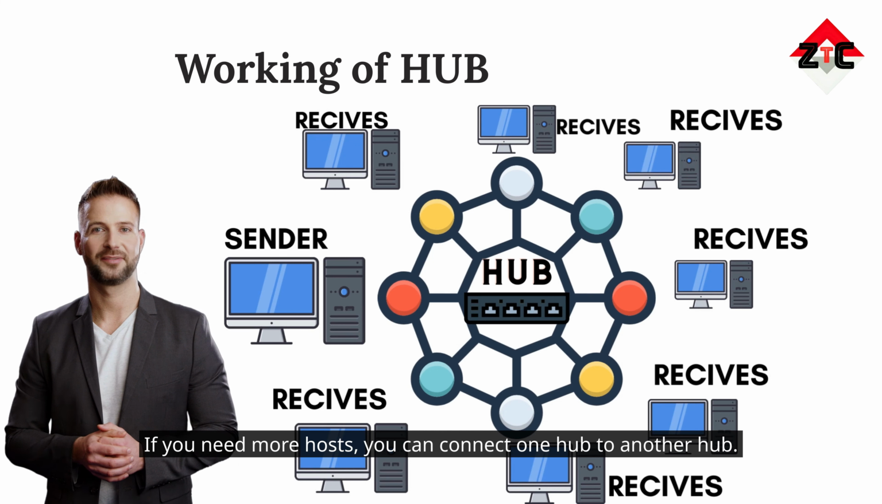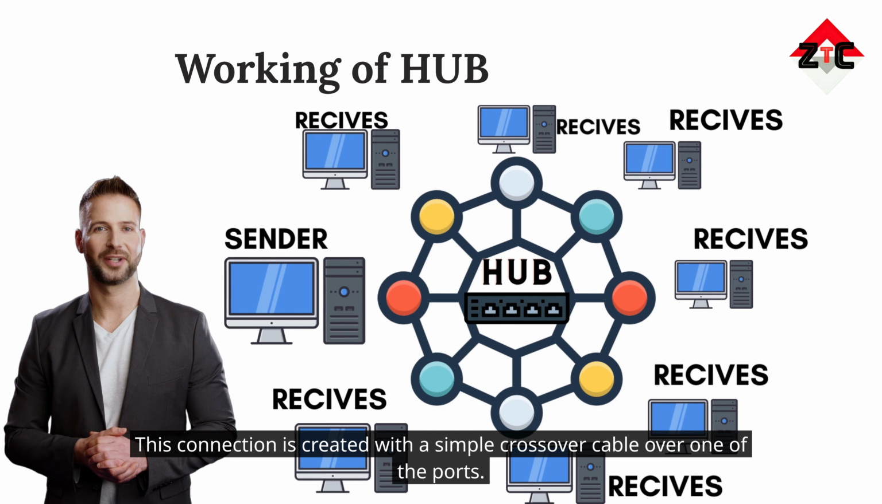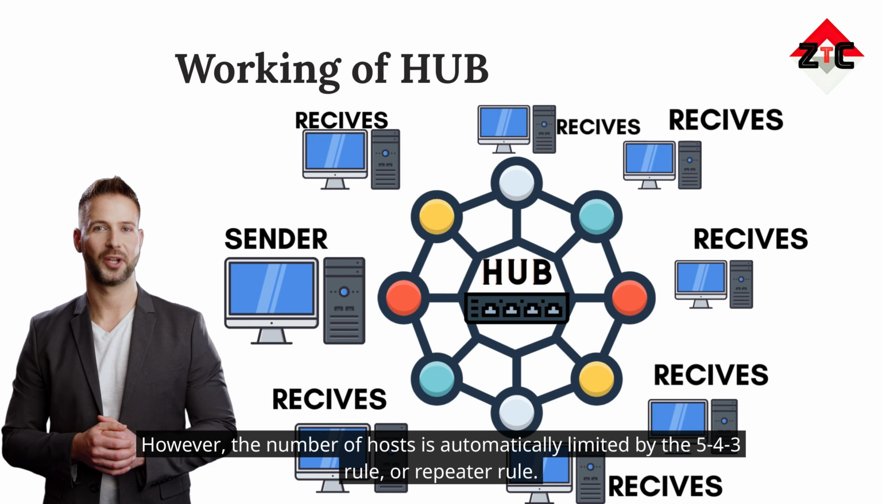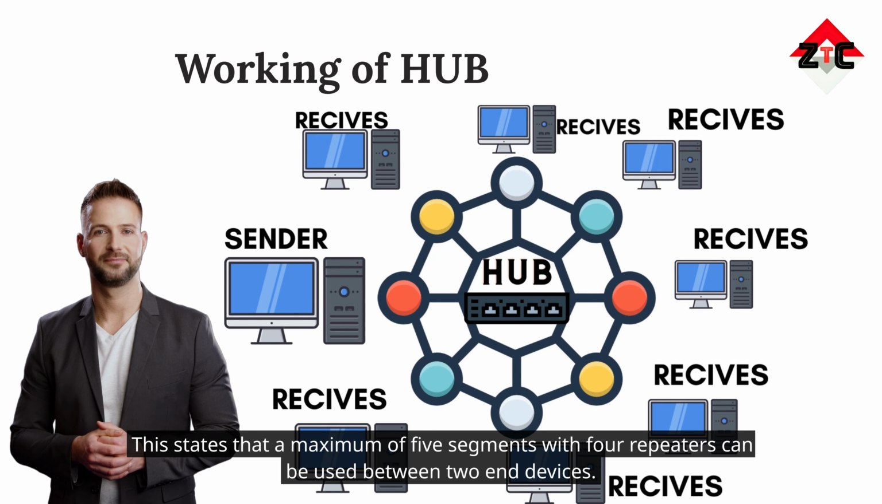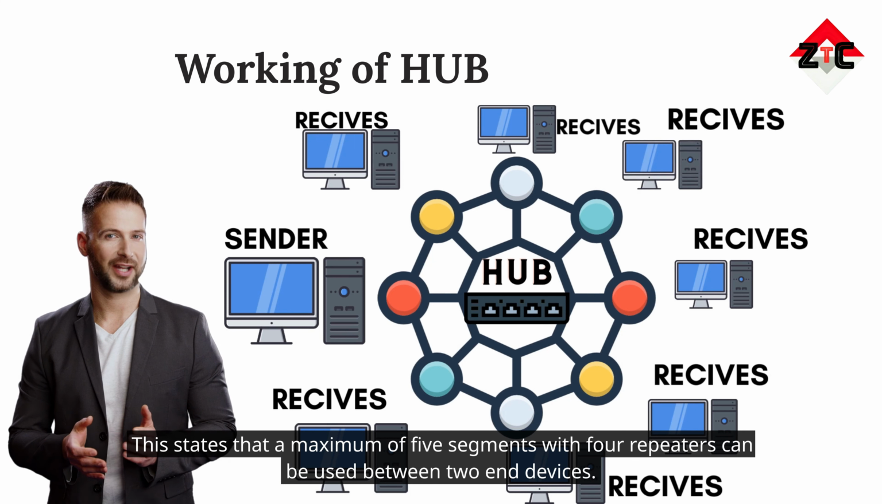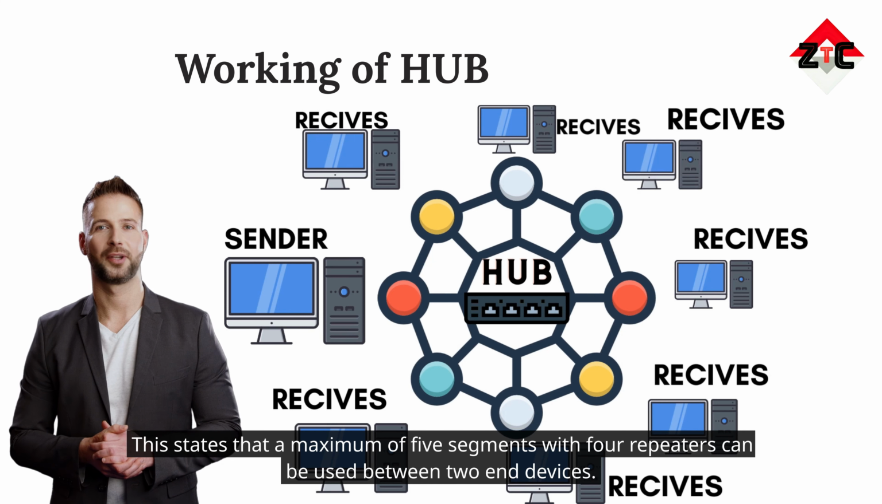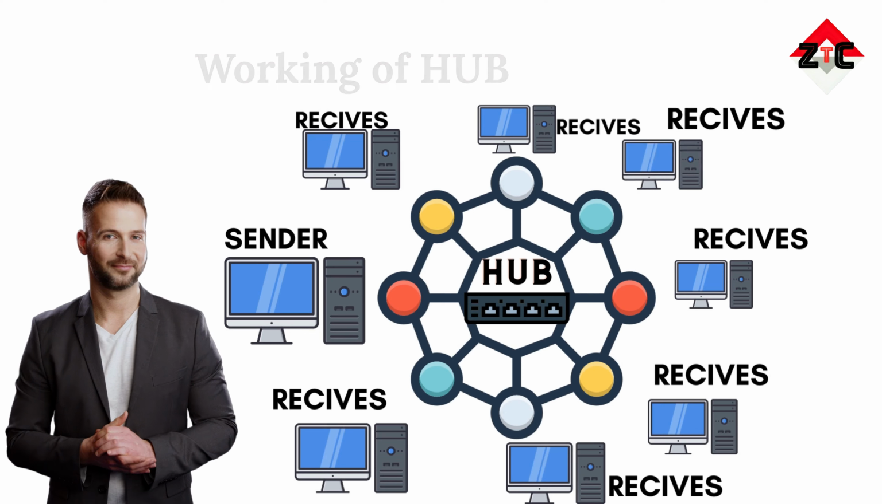If you need more hosts, you can connect one hub to another hub. This connection is created with a simple crossover cable over one of the ports. However, the number of hosts is automatically limited by the 5-4-3 rule, or repeater rule. This states that a maximum of 5 segments with 4 repeaters can be used between 2 end devices.